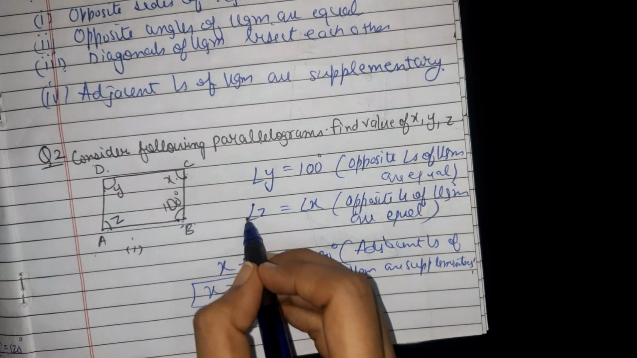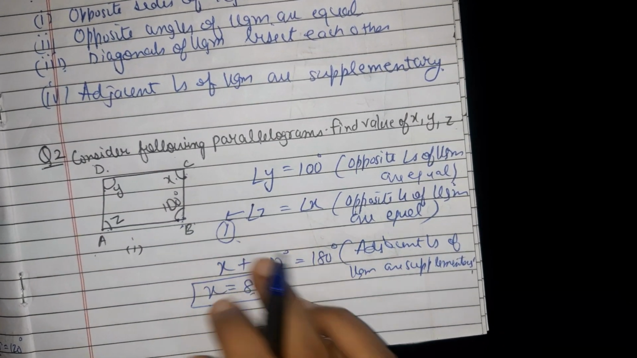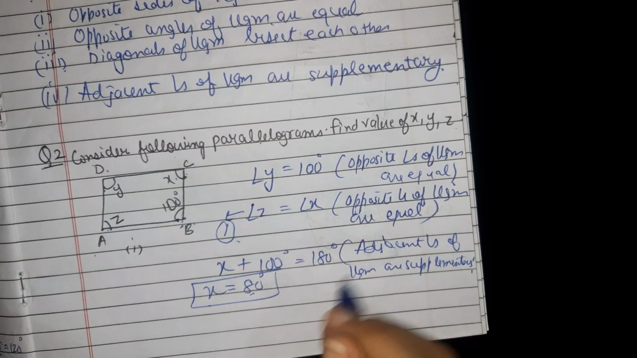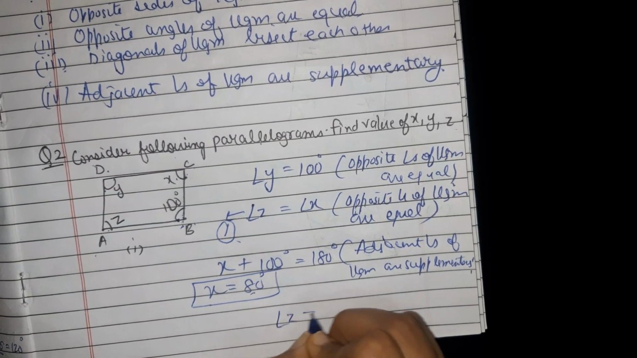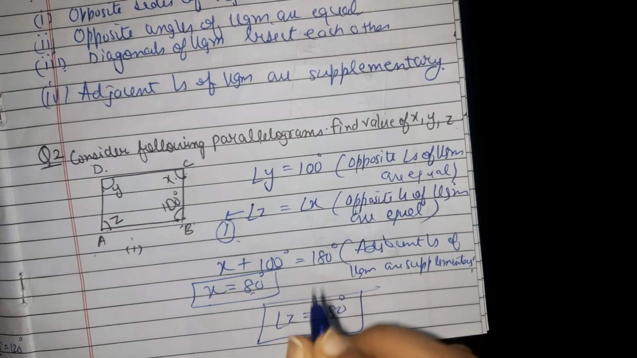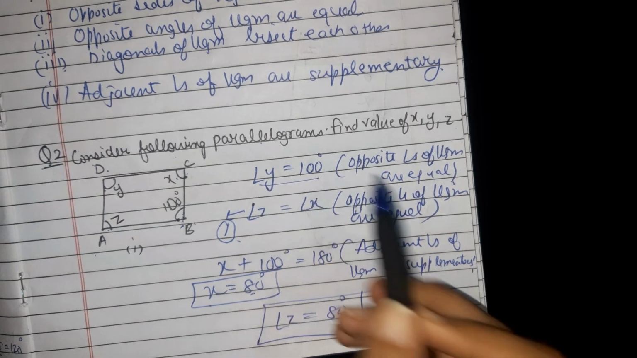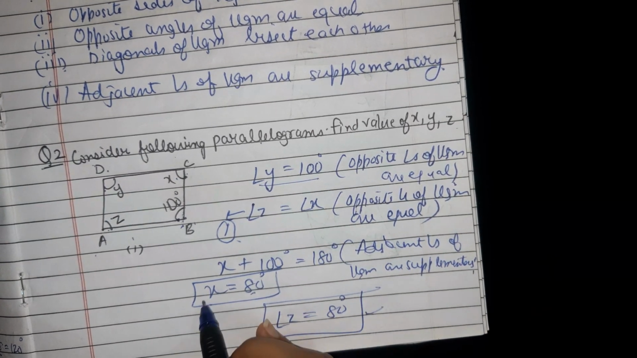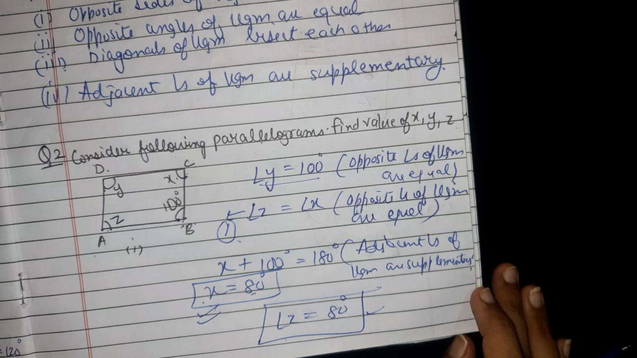Now put the value of x in equation 1. So angle z is equal to angle x. So angle z will also be equal to 80 degrees. So angle y is 100 degrees, angle z is 80 degrees, and angle x is also 80 degrees.